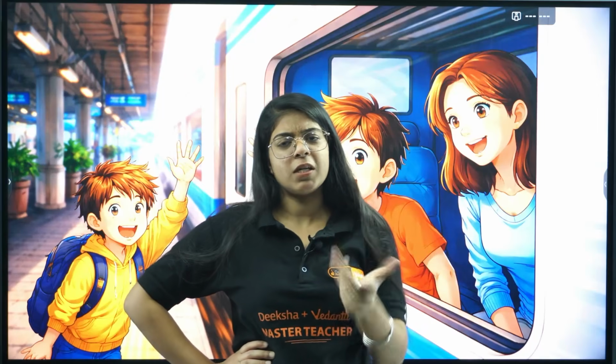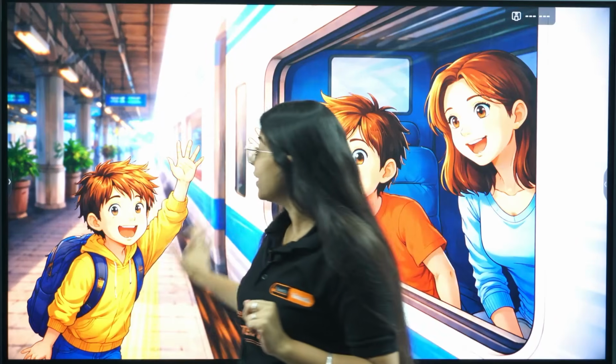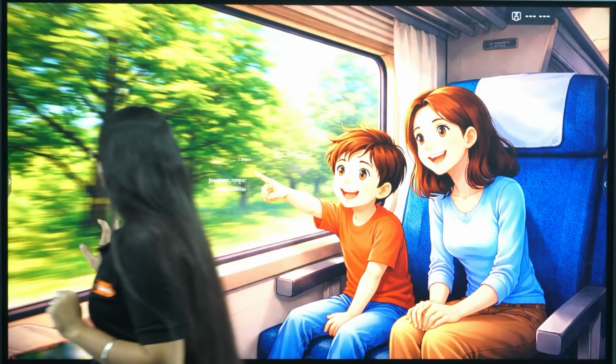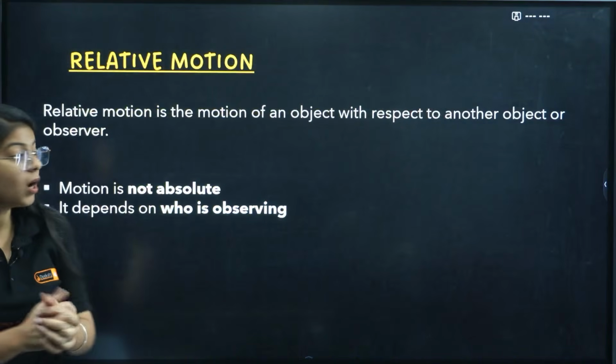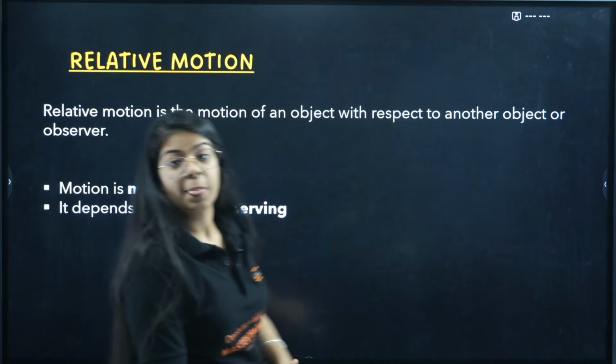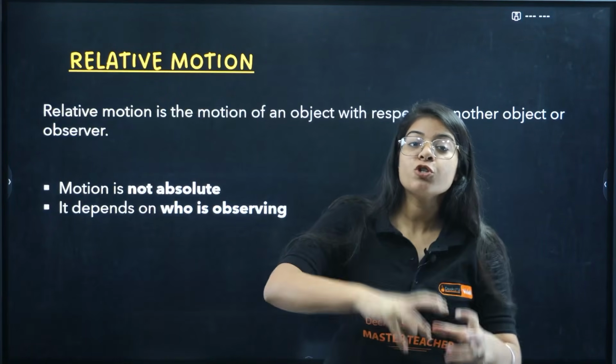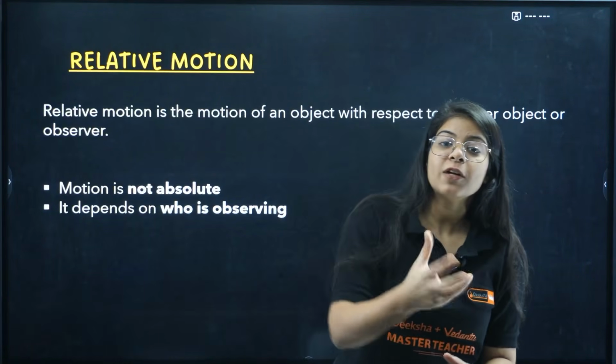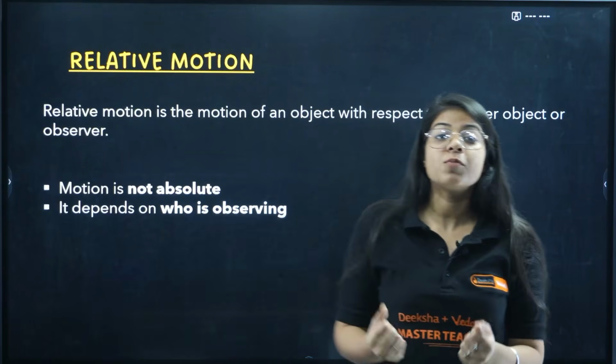Right? So for her, your mother is moving. For you, your mother is not moving. Your mother is at rest. Ma'am, what kind of dilemma is this? This, my friend, is called relative motion. That means it is the motion of an object with respect to another object or observer.